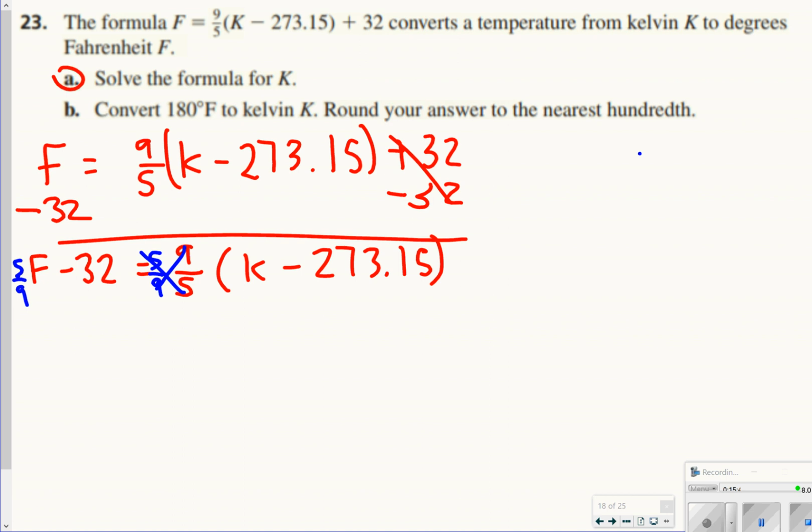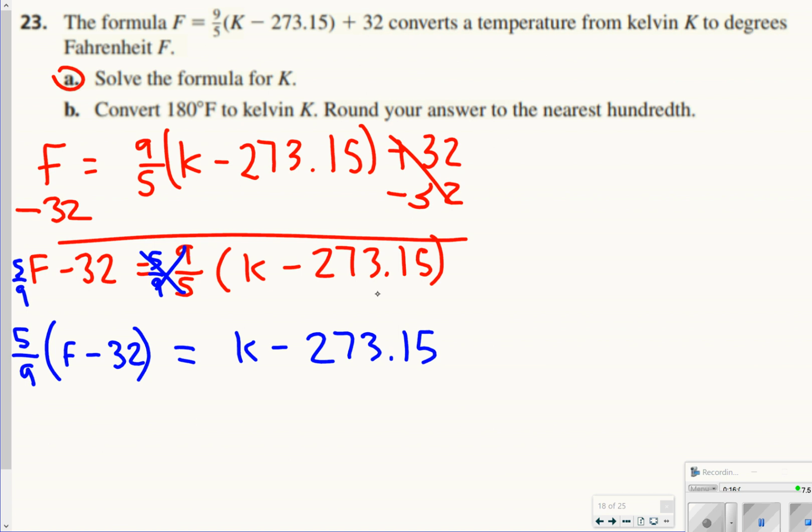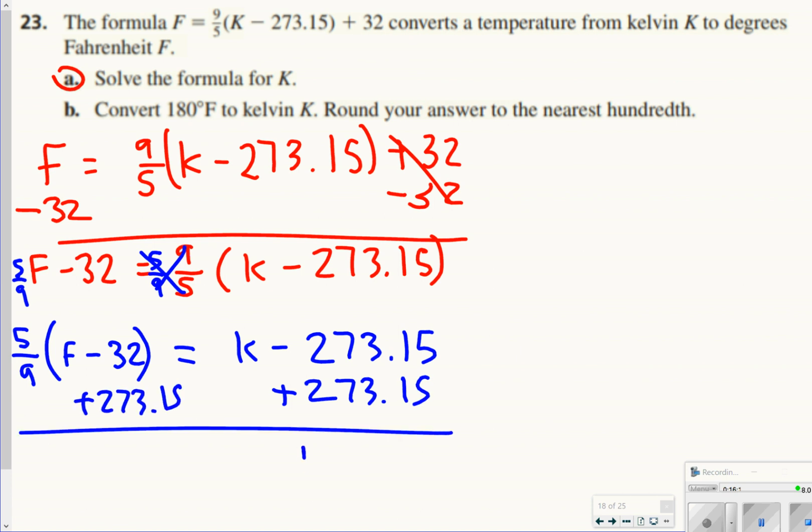Because I'm multiplying by 5/9 with F and 32, I'm going to group that so you can see how that's supposed to look. So 5/9 group F minus 32, because F and 32 are being multiplied by 5/9, right? Is equal to K minus 273.15. I can get rid of the parentheses now with the K because there's nothing else with it. And then my last step will just be to add 273.15. So that K is equal to 5/9 (F minus 32) plus 273.15.